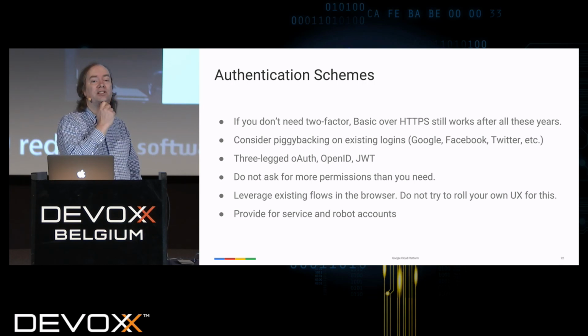Service and robot accounts. This is something you need to think about when you're handling authentication and authorization. In many APIs, the things that are talking to your service are themselves services, or do not necessarily have a user handy. How do you deal with that? How do you make sure that they can log in? What credentials do they run as? Do you treat them differently? Do you recognize them as service and robot accounts?